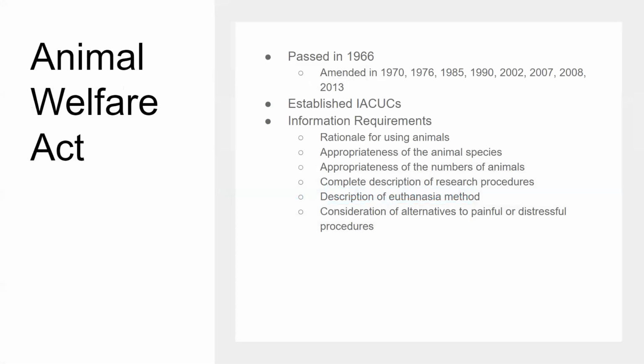So what is this federal mandate that quote mentioned? The law that requires an alternative literature search is the Animal Welfare Act, passed in 1966 and amended many times since then. This law established IACUCs as well as the information requirements needed to perform live animal research. These requirements are a rationale for using animals, appropriateness of the animal species, appropriateness of the number of animals, complete description of research procedures, description of euthanasia method, and consideration of alternatives to painful or distressful procedures.